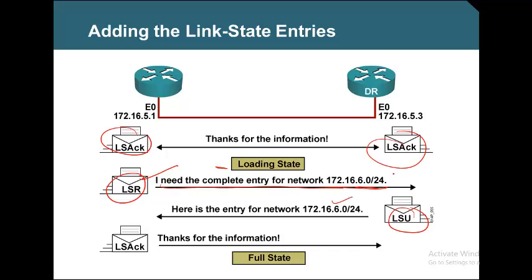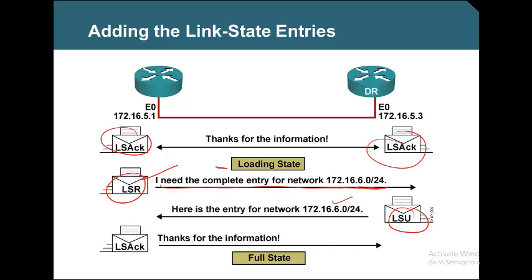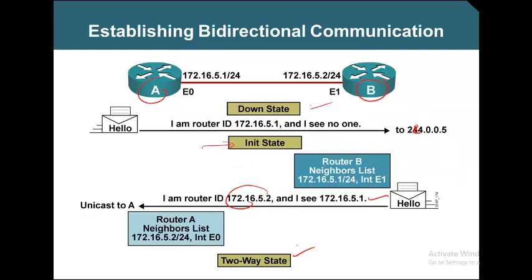But in a LAN environment, only with the DR and BDR will they go through full state, but between the DR others, they will be in two-way state. They won't form full adjacency, they will go only up to two-way state. Two-way means what? I know you, you know me. I know your name, you know my name. That's all. Not more than that. That is called two-way state.